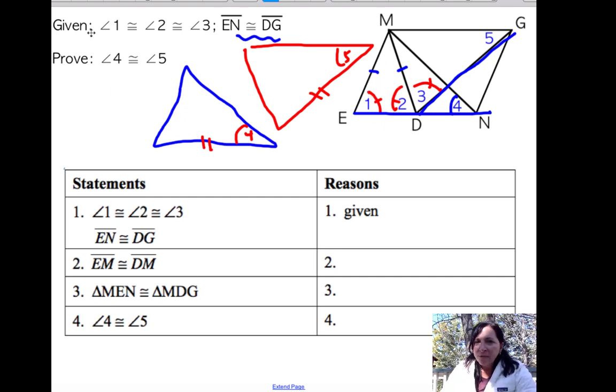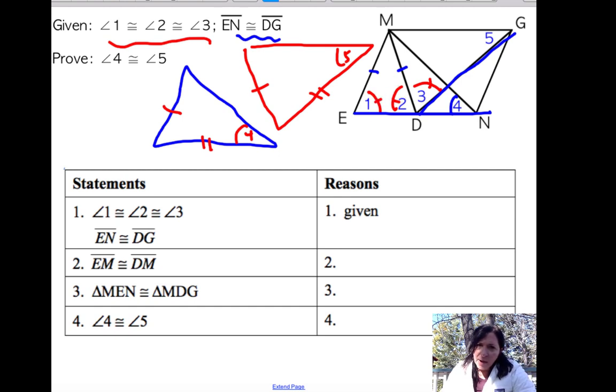So something has to do with these angles being congruent, because if the angles are congruent, then the sides are congruent, right? So therefore, EM is equal to DM. So I know that EM, which is this side here, is congruent to DM, which is this side. Now that is not helpful because that's side-side-angle, which is not what I want. But what we can say is if this angle is congruent to this angle.